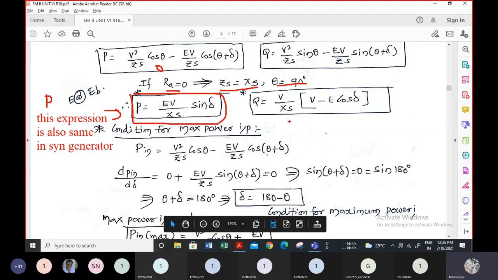Whereas in the synchronous motor, if I substitute these terms here, RA equal to 0 and ZS equal to XS and theta equal to 90, sin 90 equals 1, and sin 90 plus theta, cos theta. So here, if I take the common terms, we'll get this for the synchronous motor. Can someone tell me what is the equation for synchronous generator reactive power?